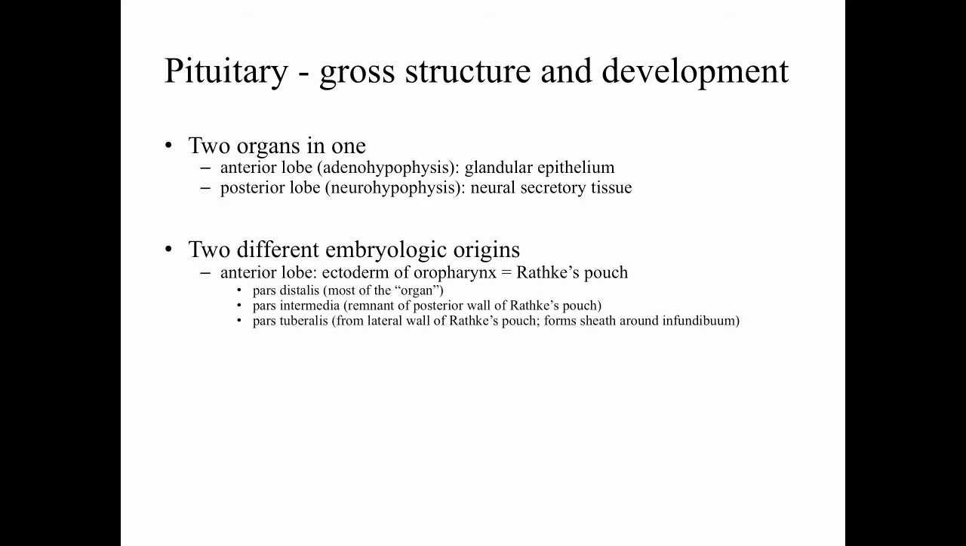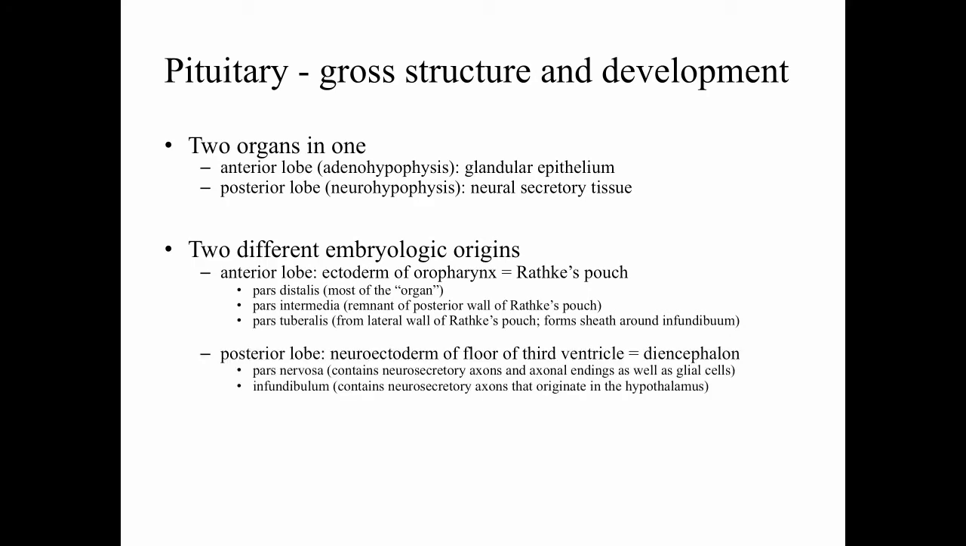The anterior lobe develops from the ectoderm of the oropharynx, so-called Rathke's pouch, the pars distalis, which makes up most of the organ. There's a pars intermedia, which is a remnant of the posterior wall of Rathke's pouch, and the pars tuberalis from the lateral wall of Rathke's pouch forms the sheath around the infundibulum. The posterior pituitary develops from the neuroectoderm of the floor of the third ventricle, the so-called diencephalon.